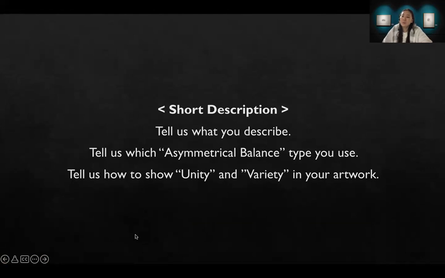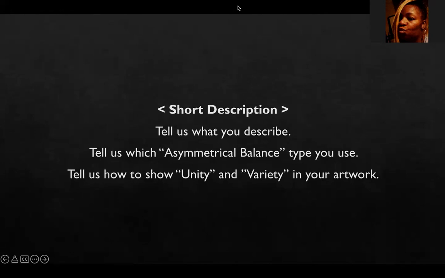And as usual, please write a short description when you post your work of art in the Moodle room. Please tell us what object or theme you chose, and then tell us which asymmetrical balance type you applied in your drawing. And please tell us how you show unity and variety in your work of art. So let me share a sample I made.